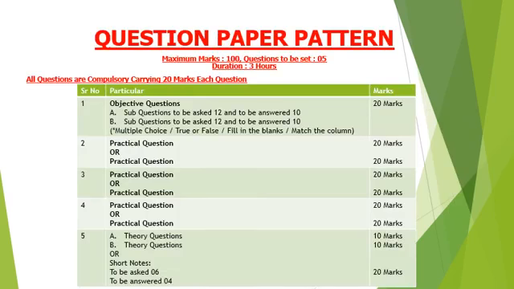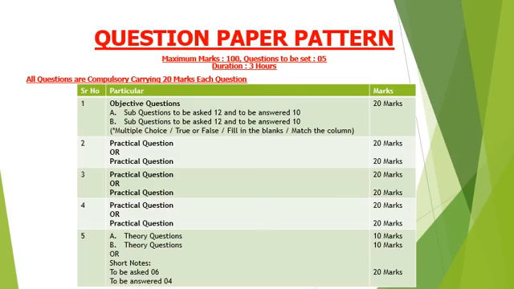Here is the same question paper pattern which we followed in the S.Y. B.Com Accountancy and Financial Management. Same pattern paper, 100 marks, 3 hours. All the questions are compulsory, carrying 20 marks each. In that, question number 1 is objective questions: multiple choice questions, true or false, fill in the blanks, and match the following. There are 2 sets. 12 sub-questions are asked, but 10 are to be answered. The marks are 20.